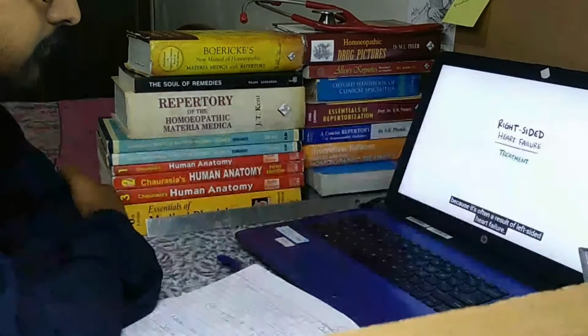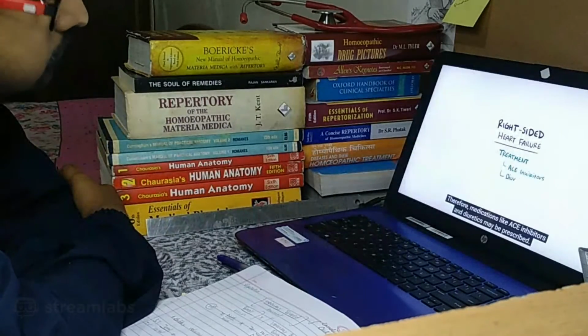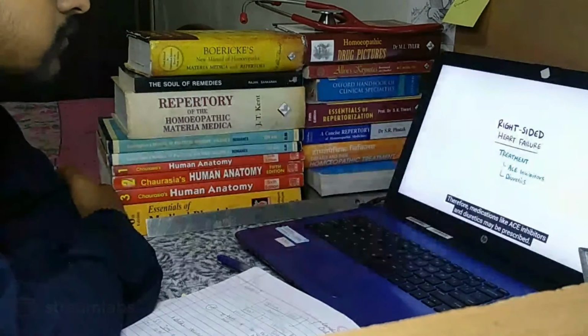Right-sided heart failure will be treated similarly to left-sided heart failure, especially because it's often a result of left-sided heart failure. Therefore, medications like ACE inhibitors and diuretics might be prescribed.